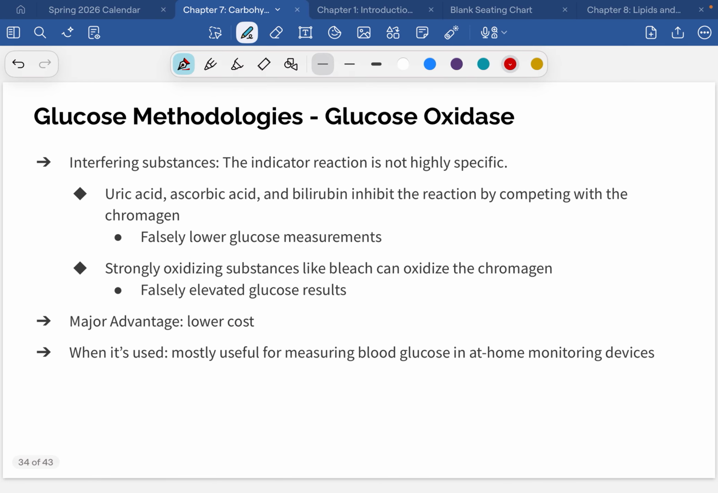I think I have it. Do I have it on the next slide? Yeah, I do have it on the next slide.